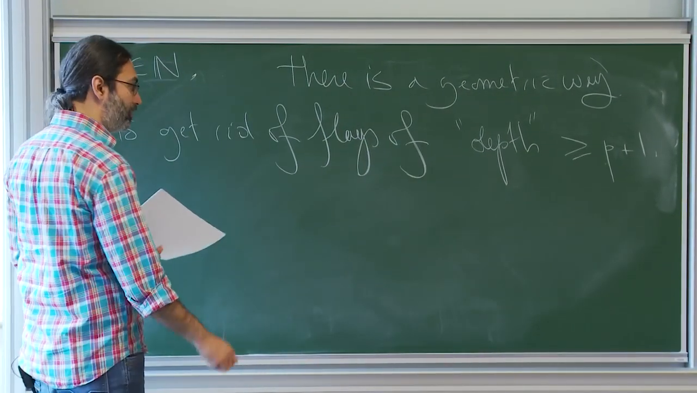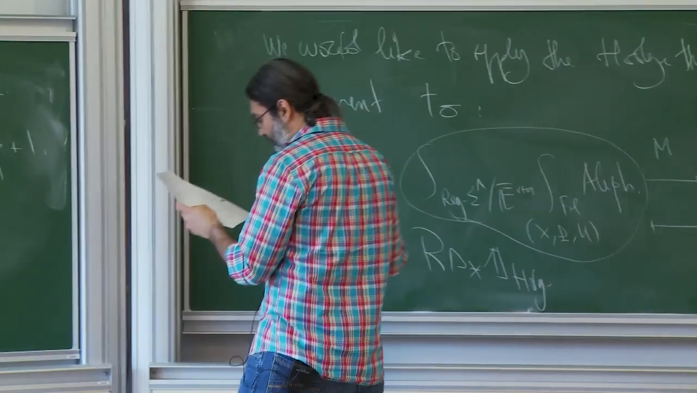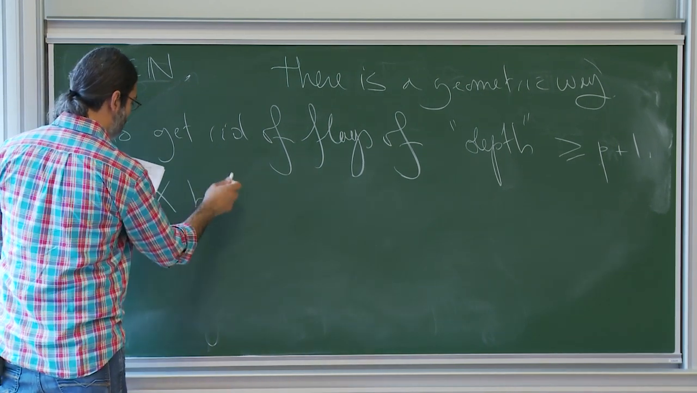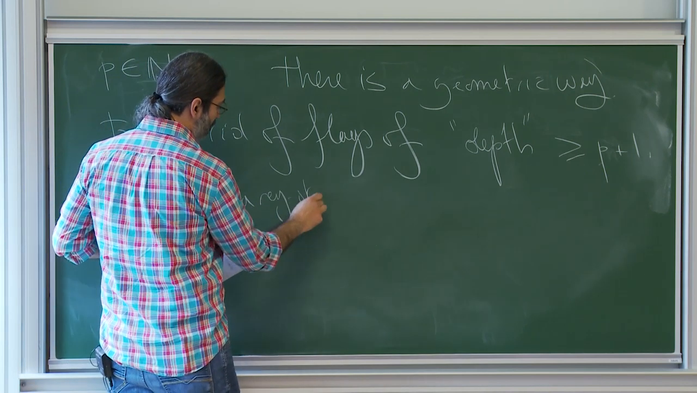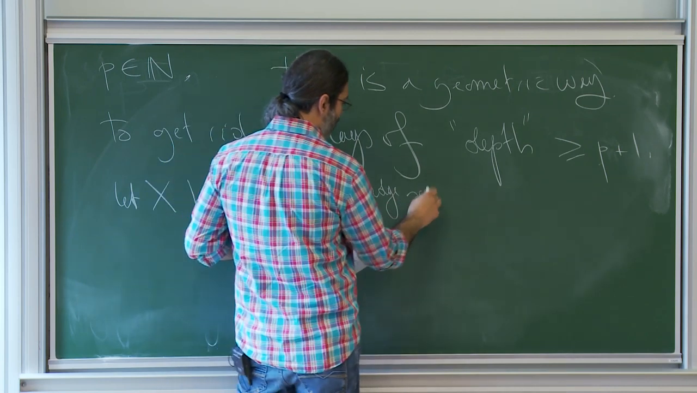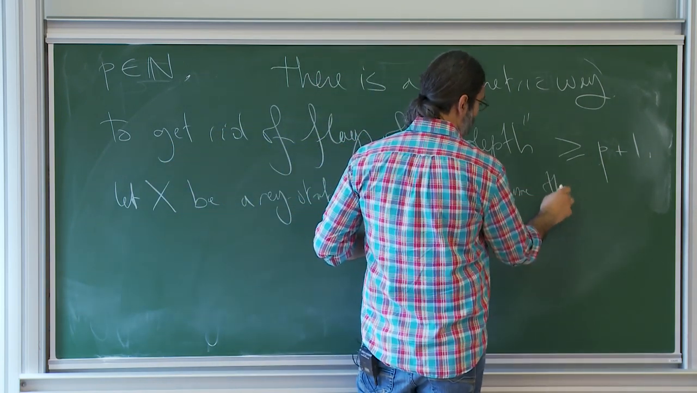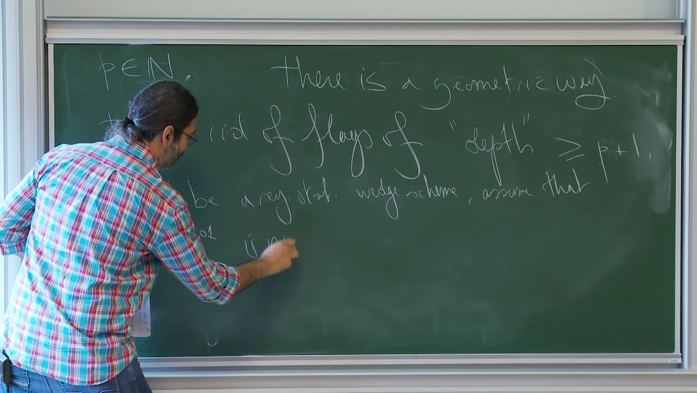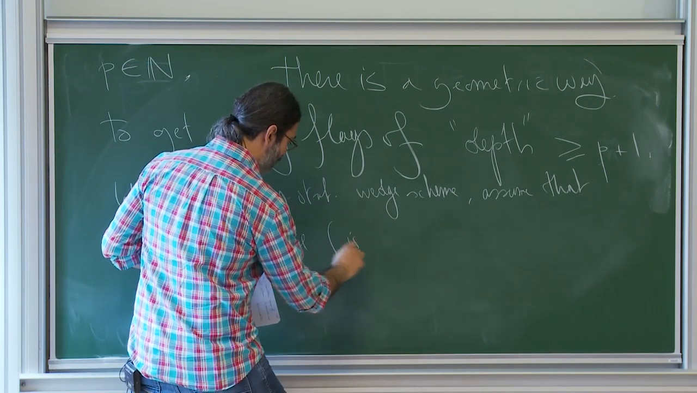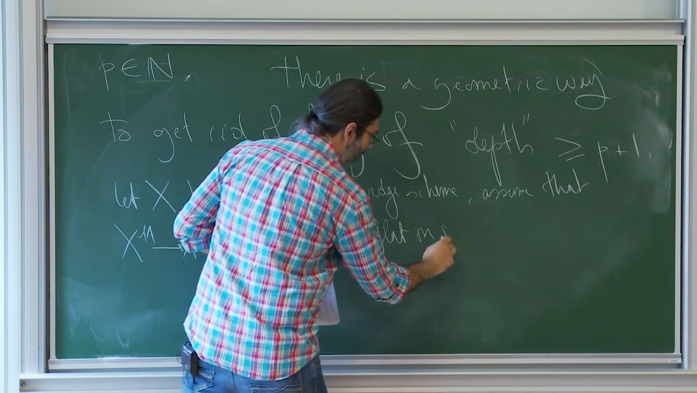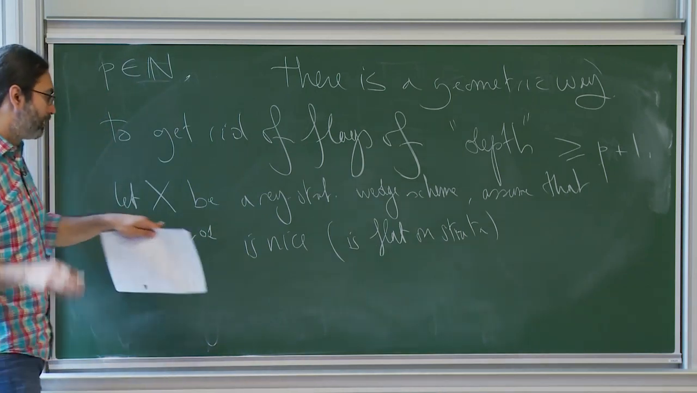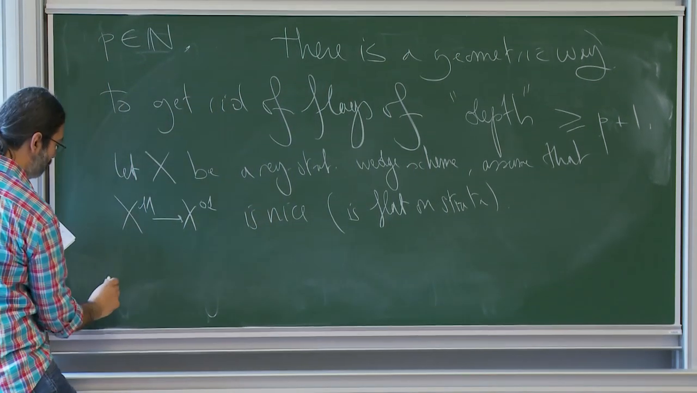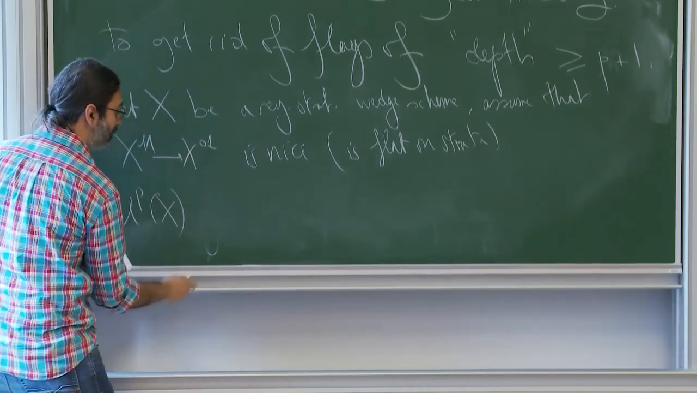So the way we cut this subcategory is as follows. Let X be a regularly stratified wedge scheme, and let's assume that the projection from X11 to X01 is nice. I will not say what nice is, but in particular it is flat on strata. So every stratum here goes by a flat morphism to a stratum downstairs. This condition allows us to define, we denote by U_p X, a pro-open object.